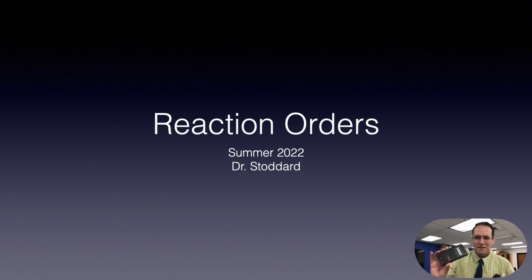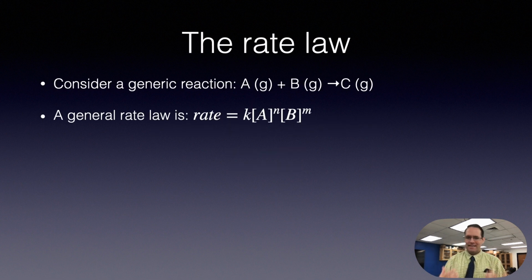Hello, in this video you're going to need your calculator as we discuss reaction orders. So again, let's consider a generic reaction, A plus B going to C, and we have this thing called the rate law or the rate equation. We have the reaction rate, that's the change in concentration divided by change in time, in units of molarity per second, that's the usual thing.